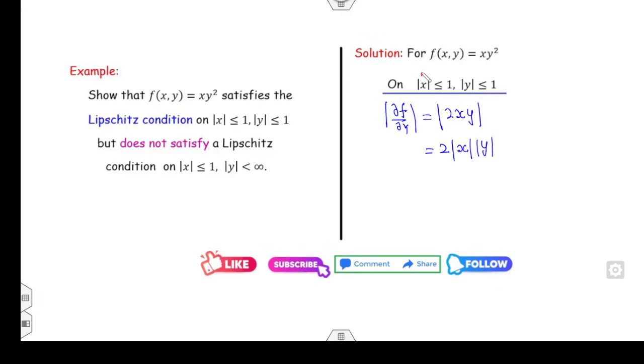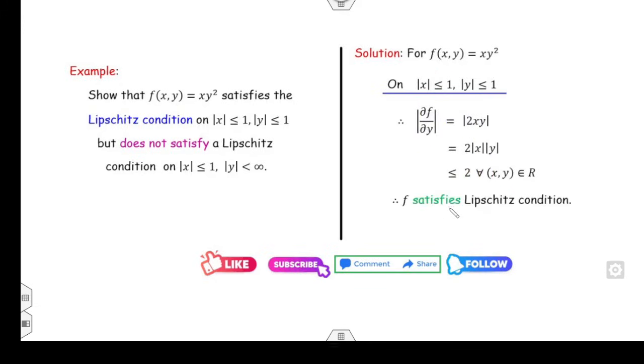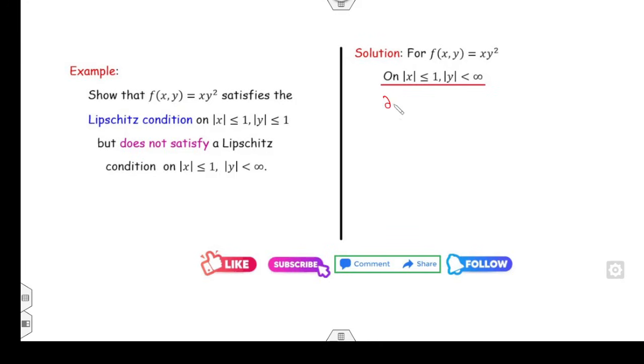What is the mod of x? This number is less than or equal to 1. Mod of y is also less than or equal to 1. So which is bounded, which is a finite number. So hence the Lipschitz condition is satisfied and 2 is my Lipschitz constant. On the other hand, mod of x is less than or equal to 1. So let's start with again del f upon del y, which is my 2 times mod of x mod of y. Clearly mod of x is less than or equal to 1. So that number is my 2 mod y. Fine, because y का bound तो given नहीं है.